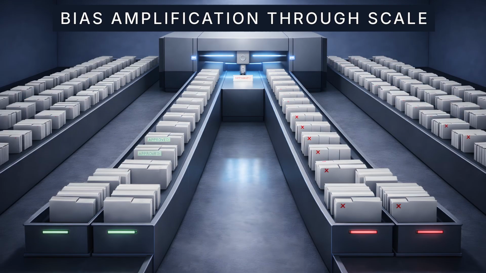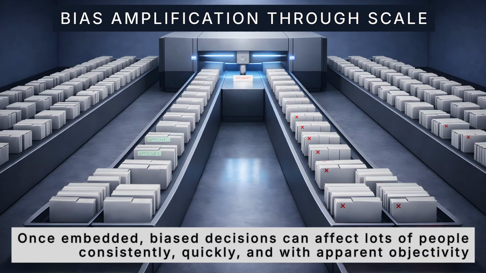Bias amplification through scale. Human bias is limited by human capacity. Algorithmic bias scales. Once embedded, biased decisions can affect thousands or millions of people consistently, quickly, and with the appearance of objectivity. Automation lends legitimacy to inequality.